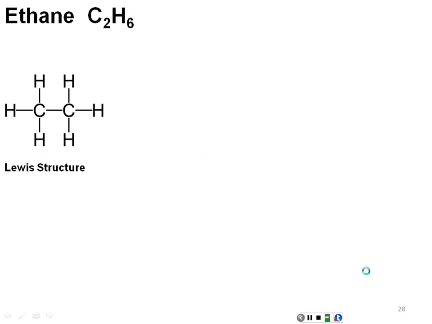Let's look at some hydrocarbons to illustrate the different types of bonding. So for ethane, C2H6, the Lewis structure for that molecule is shown here on the left. And you'll notice that all these bonds are single bonds. We can look at the VSEPR model, and we get something that looks like what's shown down here.